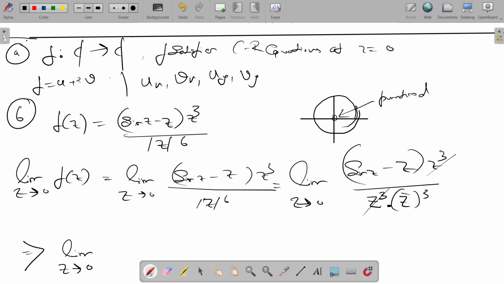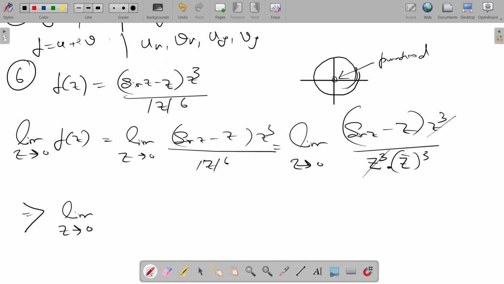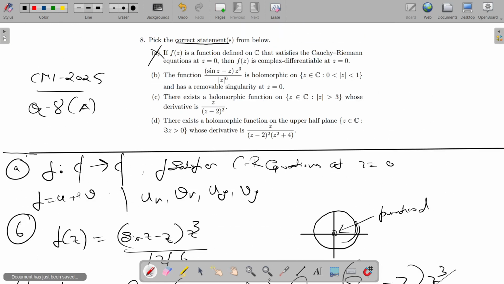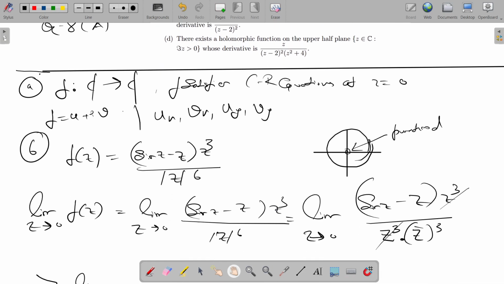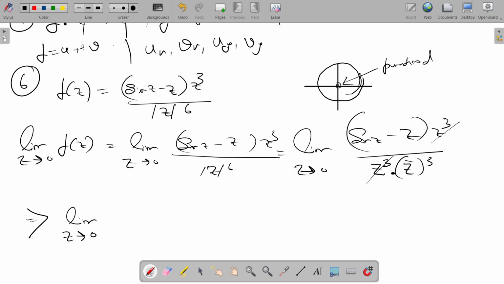Actually, I typed it out in LaTeX, and I think I made a typo. This would be z bar cube. So I made a pretty big mistake here. This will be z bar cube, and so this won't get cut; this and this will get cut. Sorry, there was a typo, you can check the official paper. So this will be sine z minus z, divided by z cube.